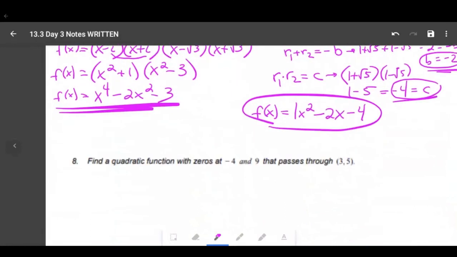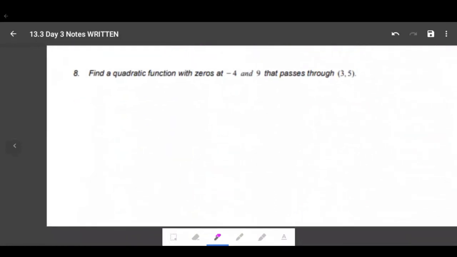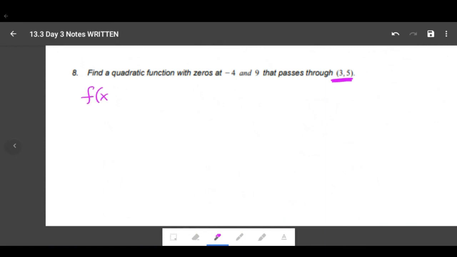All right, last problem that we got here. Find the quadratic function with the zeros at -4 and 9 that passes through (3, 5). Now here's a little bit trickier. This passing through is what's going to make it a little bit more challenging. So we still have a quadratic function, so we still say f of x equals, well, the zero comes from x plus 4. I left a little bit of space on purpose. And then that 9 comes from the quantity x minus 9.